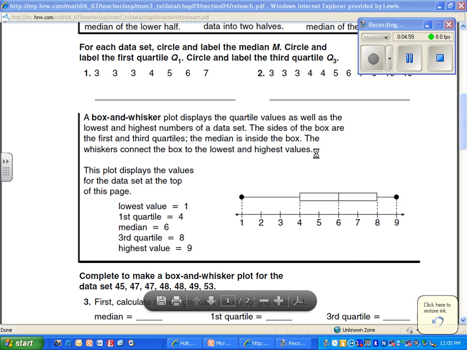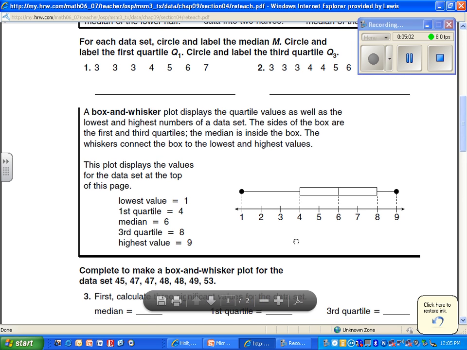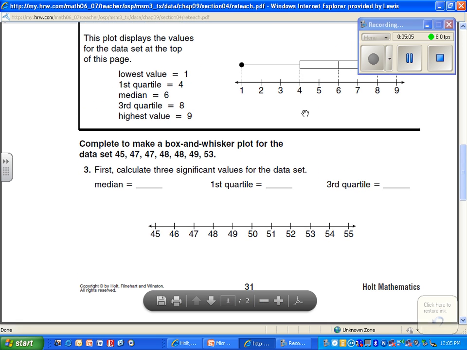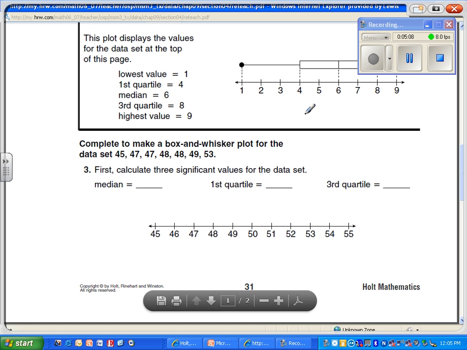So let's do this example down here on the bottom, number 3. All right, they have them in order for us, so the first thing we're going to need is the median. The median is going to be 48. First quartile is going to be 47. Third quartile is going to be 49. Now our box is made up from our first to our third quartile, so 47 to 49. Our median is 48, so we're going to mark that with a line. Then our lowest data is 45. Our highest data is 53. And then we're done. That's our box and whiskers.